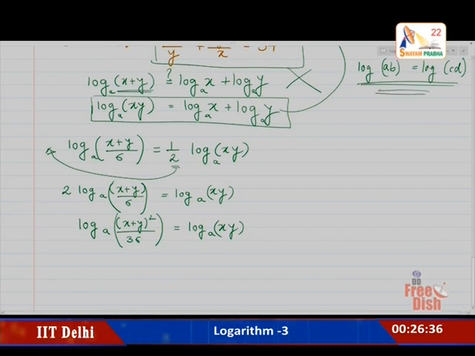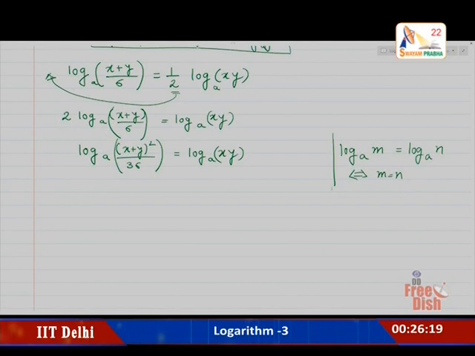So I can use our standard rule, which is log to the base a of m is equal to log to the base a of n if and only if m is equal to n. This is the rule that I will use, and using this rule what I will get is (x plus y) the whole square by 36 is equal to x into y.